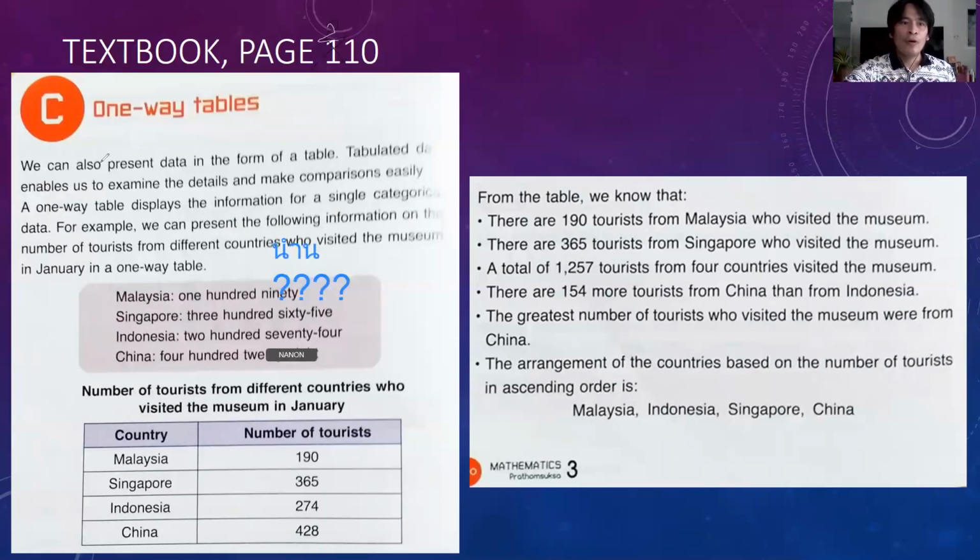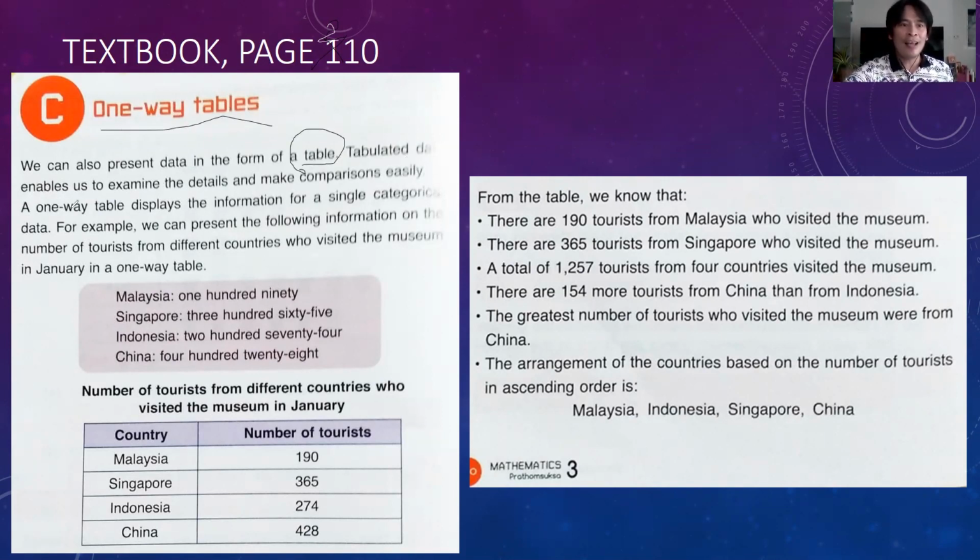Okay, so I'm going to read, you listen to teacher. We can also present data in the form of a table. So last time we presented our data by pictogram, if you can remember, right? So today we are going to represent our data by table, which is the one-way table. What is this one-way table all about?